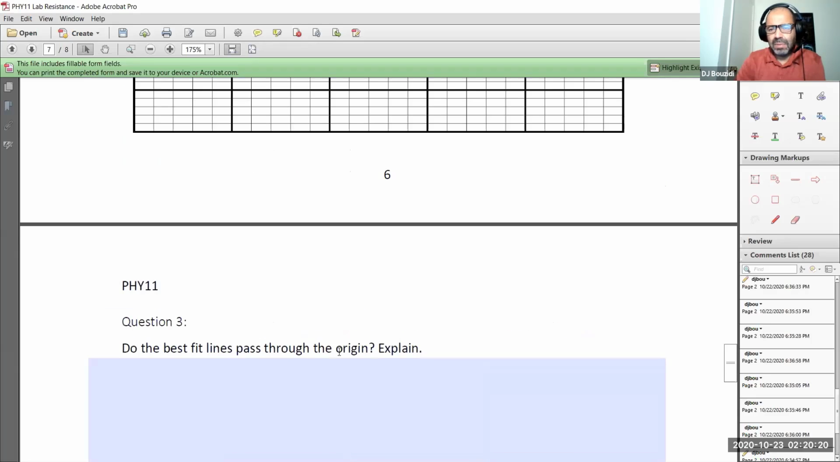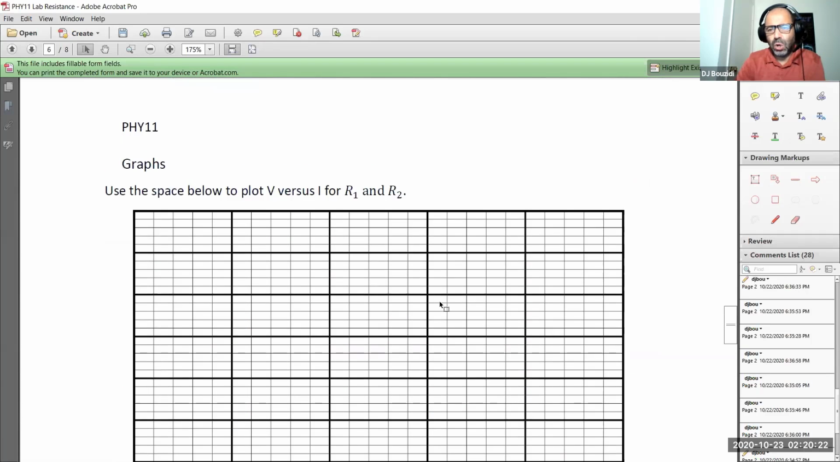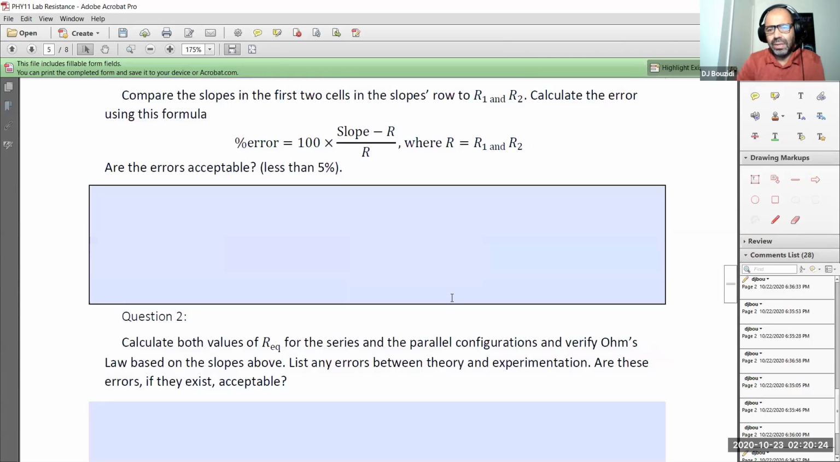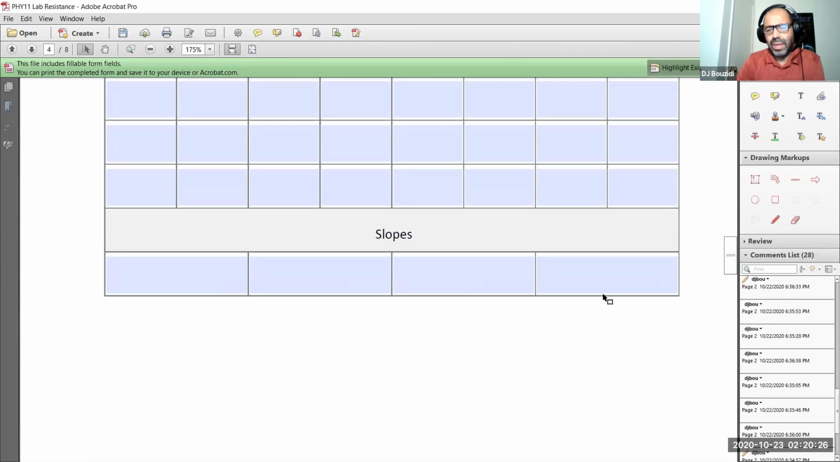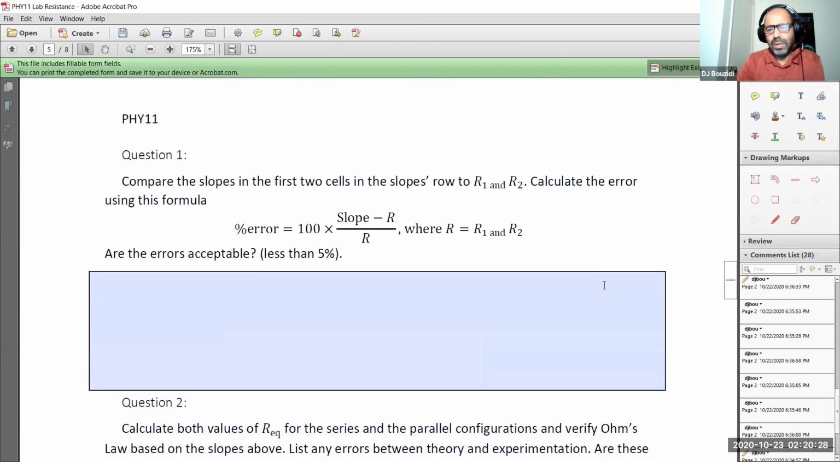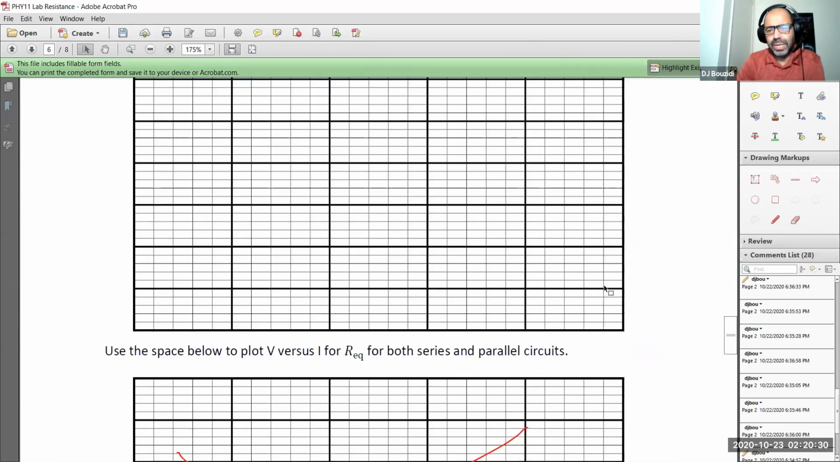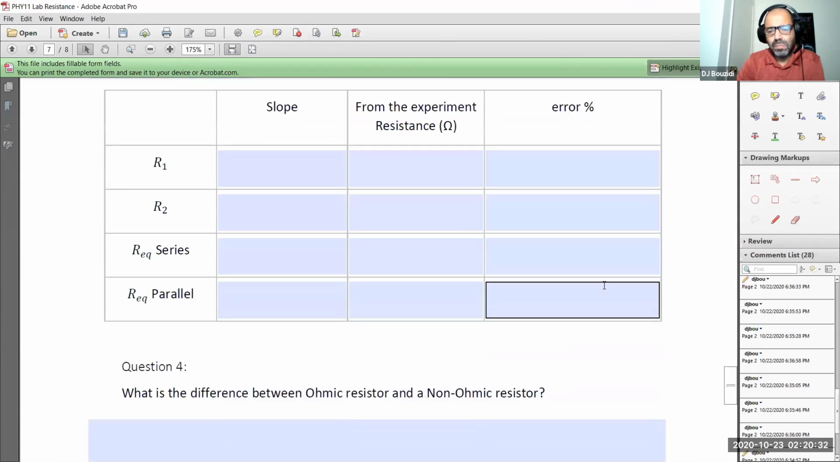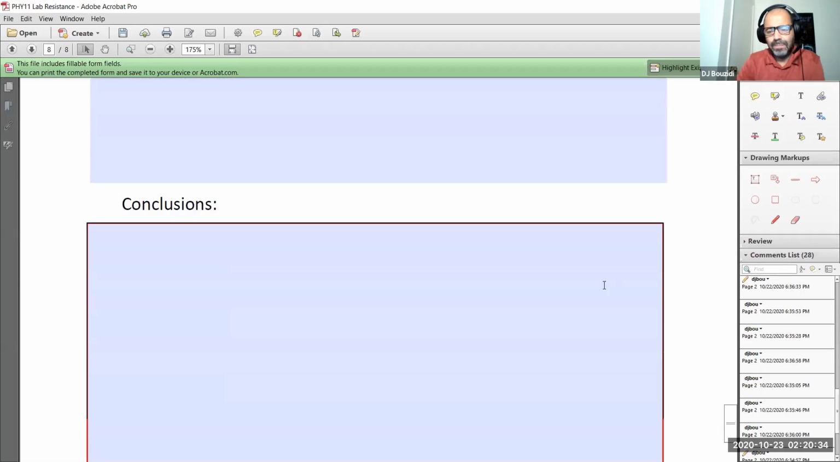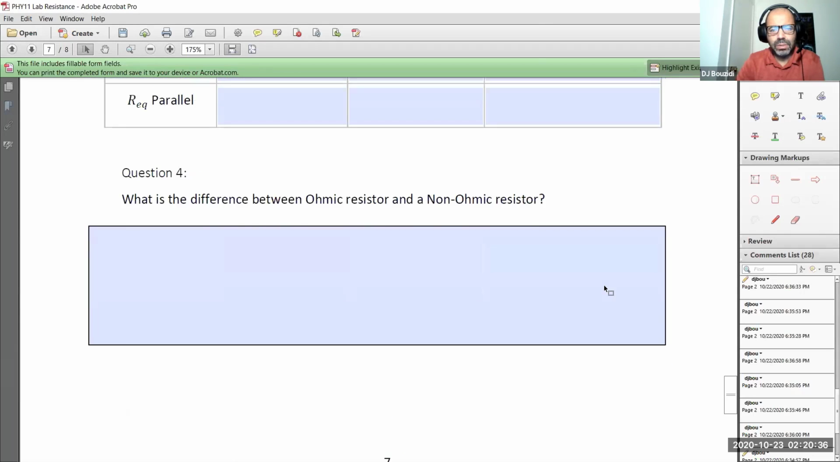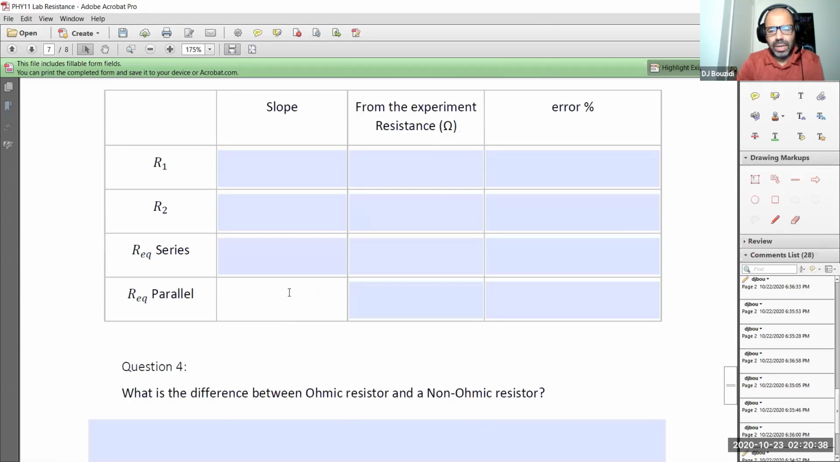Now you do the R equivalent for the parallel. For the parallel, it's coming from this slope, the last slope basically that you have in here. And you're going to copy that number and put it in here. Sorry, did I skip this table? Here, okay. So these slopes, they will be translated in here.